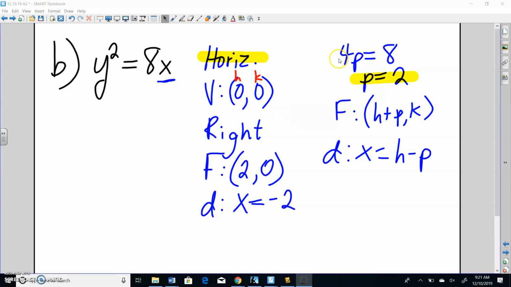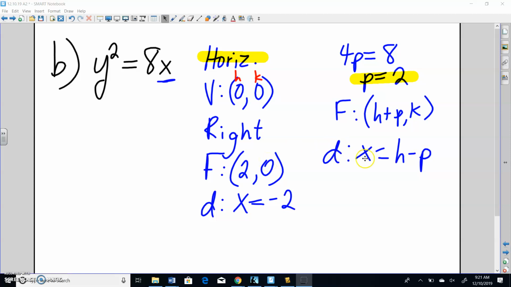Next step would be to find P, the value of P, and we're going to use 8, so 4P equals 8. Divided by 4, you get P equals 2. And because this is horizontal and P is positive, then our graph opens to the right. For the focus, we use H plus P, K, and so H is 0, P is 2, 0 plus 2 is 2, and then K is just 0, so that transfers down there.